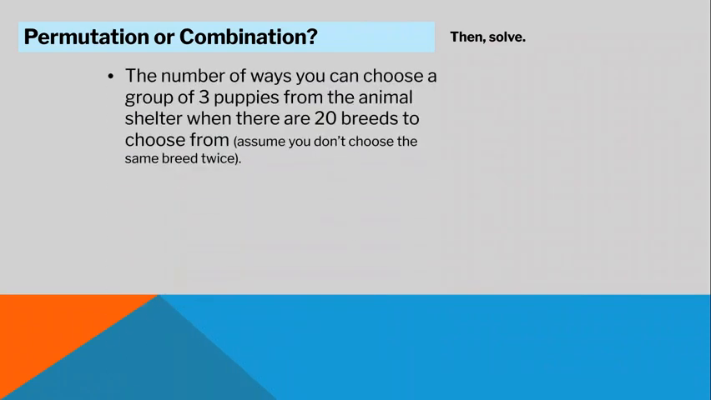The number of ways you can choose a group of 3 puppies from the animal shelter when there are 20 breeds to choose from. Combination. And pause the video if you don't want to see the answer yet and you want to solve 20C3.